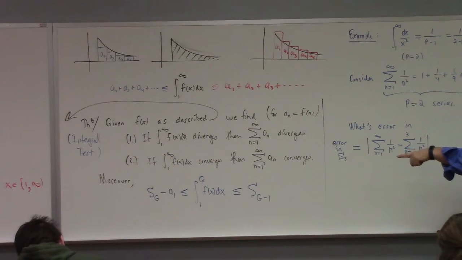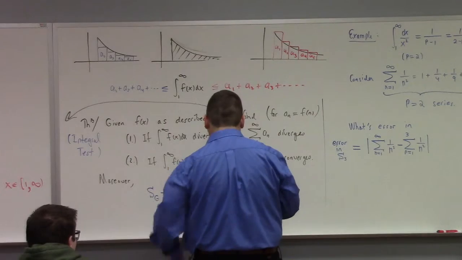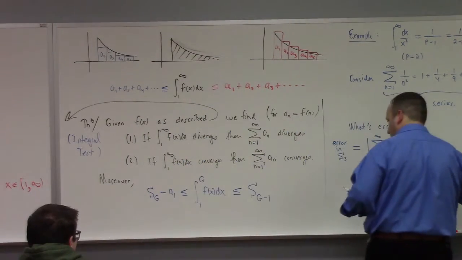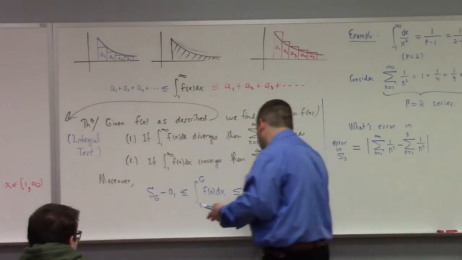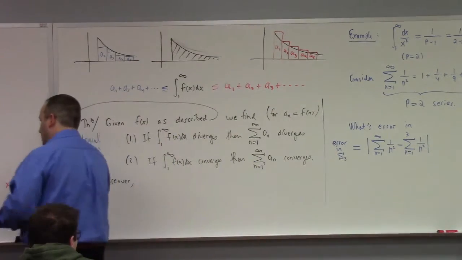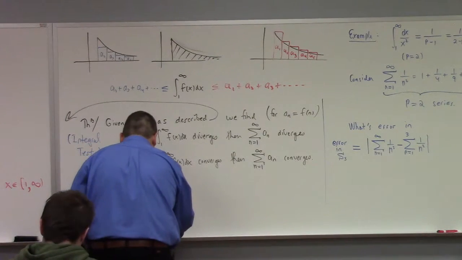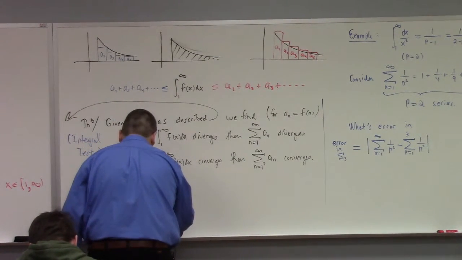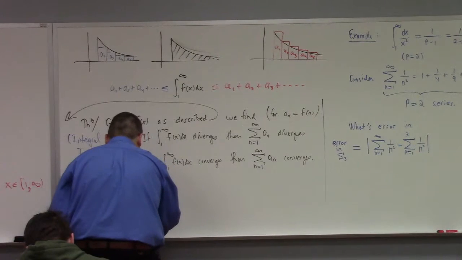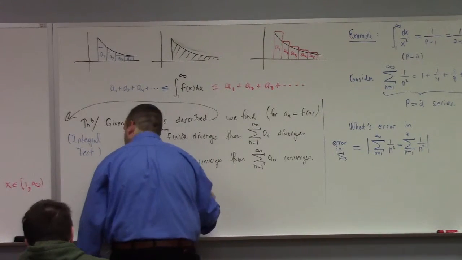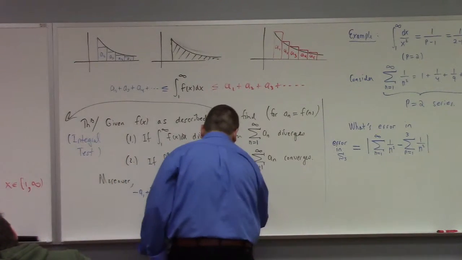Curses, that's not what I want. I mean, this is true, but it's useless to us. Don't erase this from your notes. It's not wrong, okay? Leave it there. But I'm interested in what this said. This said that the series starting at 2, which we could rewrite as the sum from n equals 1 to infinity of a sub n minus a1, is less than or equal to the integral from 1 to infinity of f of x dx, which is less than or equal to what? The full series.